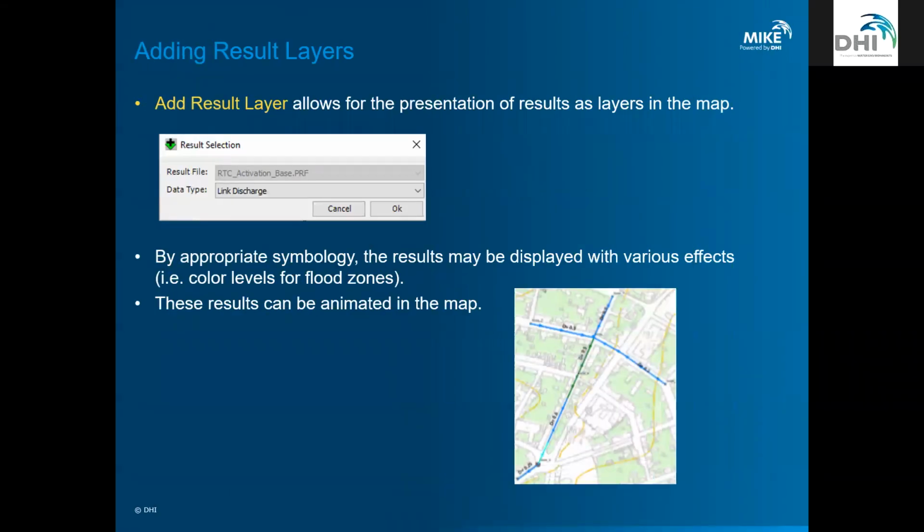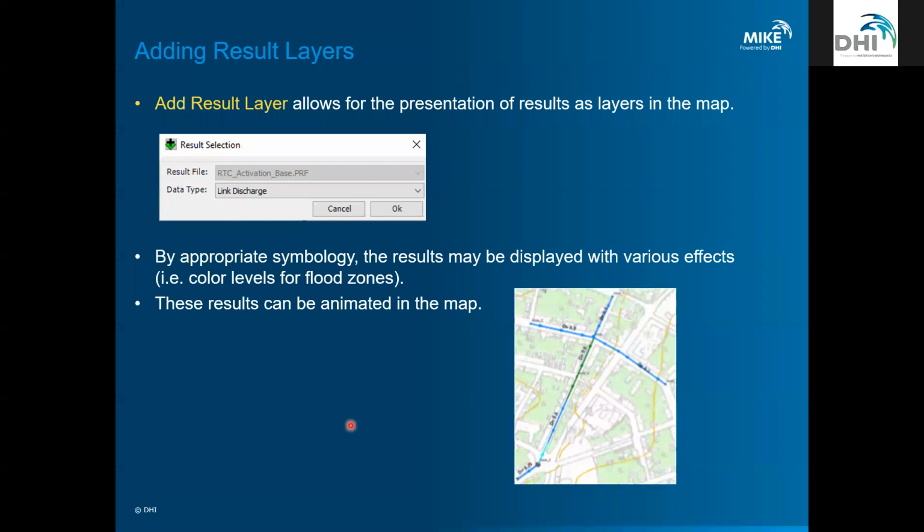So another option, if you are more interested in, for instance, flood zones, is really common. You can add specific result layers to the map, and just like you saw in the table of contents before, they'll be added there, and you can check them on and off depending. So you can add multiple result layers if you want to. In this example, it's coming from this result file, and you want to look at the link discharge.